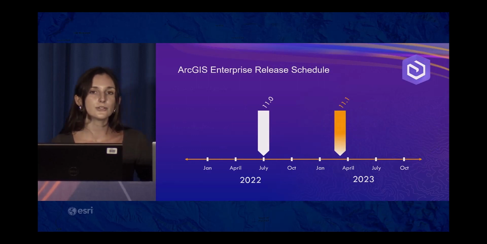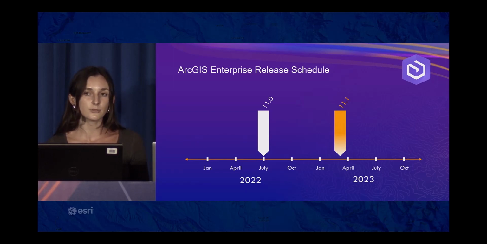So our most recent two releases were 11.0 and 11.1. 11.0 was a short-term support release that was released back in July of 2022, and 11.1 is our most recent long-term support release, which was released a few months back in April. 11.2 will be our next release, and if you have any questions about what to expect in 11.2 or just any questions about the future of ArcGIS Enterprise in general, we encourage you to attend the Road Ahead session that will be on Thursday.